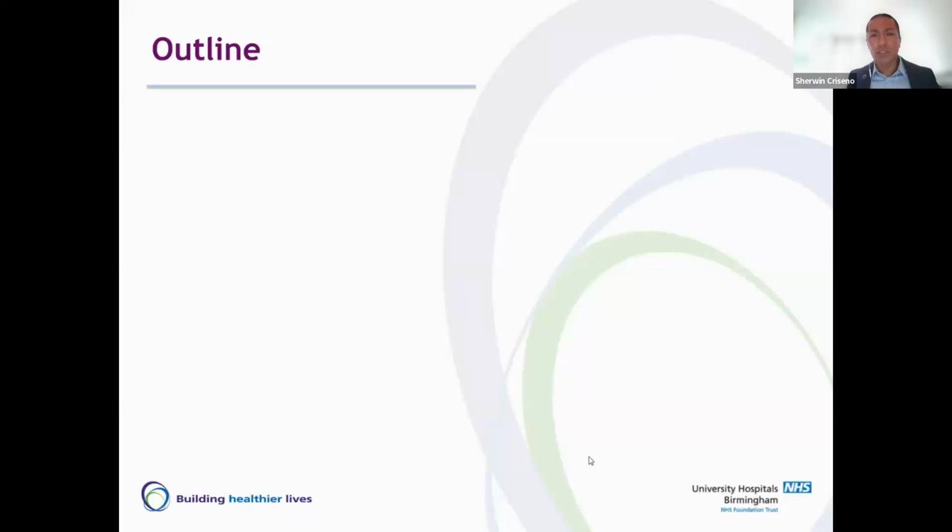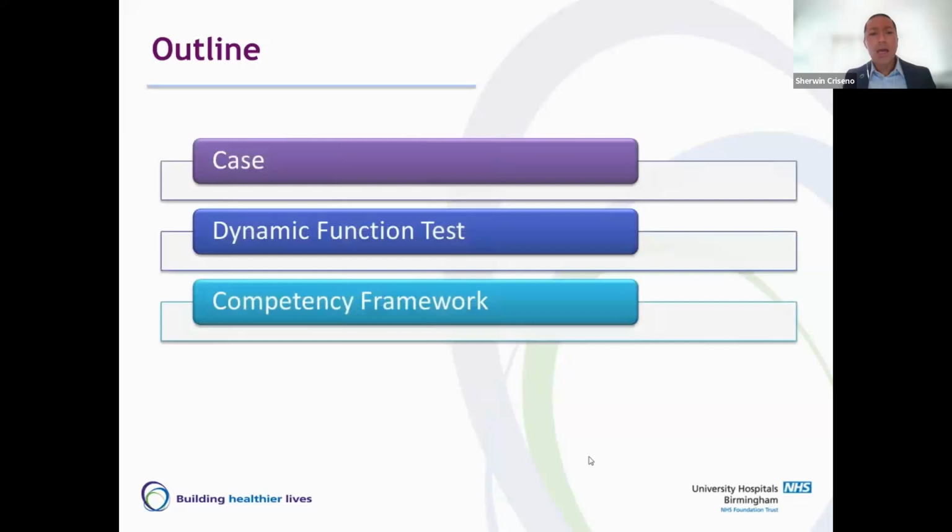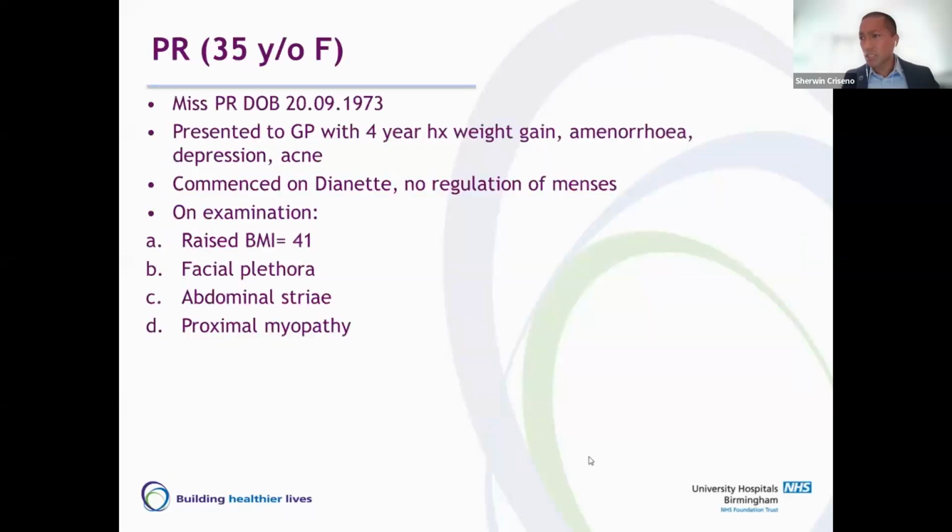The most important thing for us nurses really is to understand how that test works, so that we'll be able to explain clearly to patients why they are having that test. Now, I'll present the case, and then following that, we identify the dynamic function test needed for that patient, and let's link that to the competency framework for nurses, particularly on Cushing's.